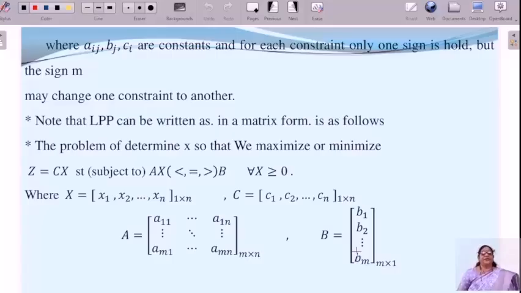Note that the LPP can be written in matrix form as follows. In matrix form, we can write the LPP as z = cx subject to Ax less than or equal to or greater than or equal to b, for all x greater than or equal to 0, where x is an n by 1 matrix, c is a 1 by n matrix, A is an m by n matrix, the coefficient matrix, and b is an m by 1 right hand side constant matrix.